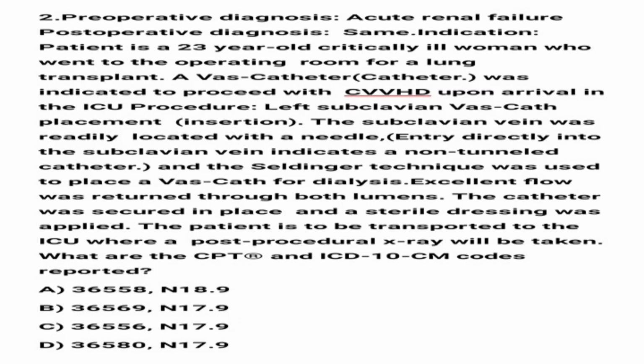And option C, 36556. Let's go through the code. 36556 is for insertion of a non-tunneled centrally inserted central venous catheter, age 5 years or older. Yes, this was the right answer. So option C is the right answer. Option D, 36580, is for replacement, and no replacement was mentioned here. So the right answer is option C.